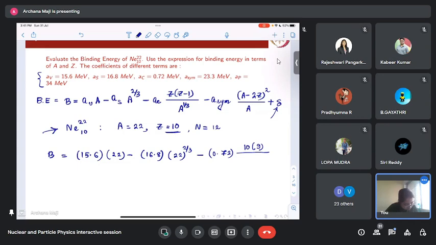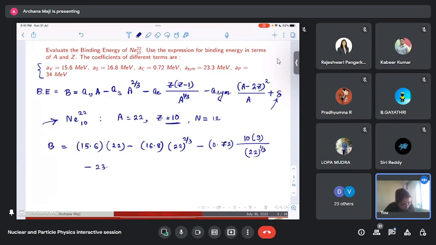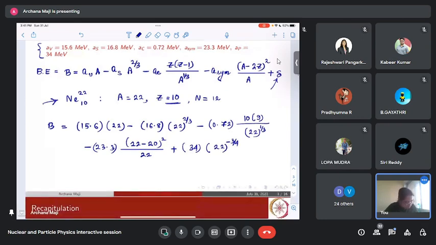Times divided by A to the power 1/3, minus 23.3 times (A minus 2Z) squared divided by A, plus AP times A to the power minus 3 over 4. So can someone calculate it and write down the answer in the chat box, what you are getting?